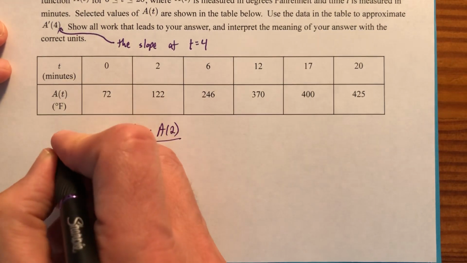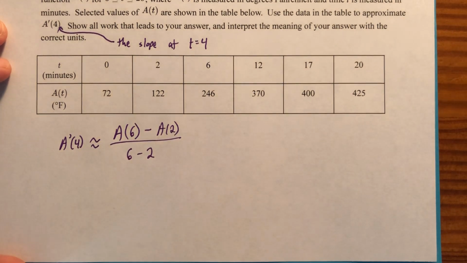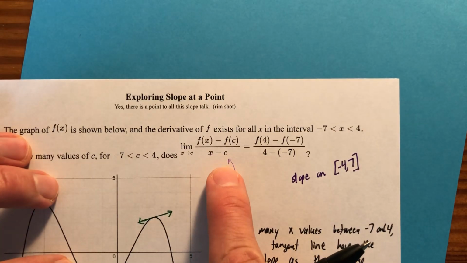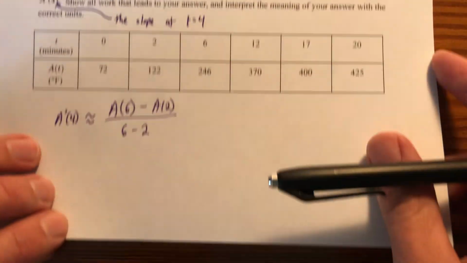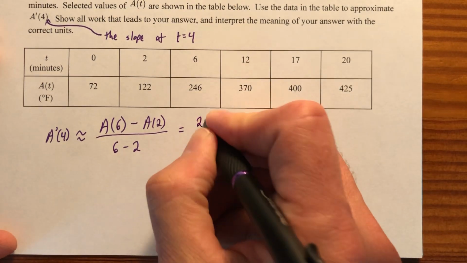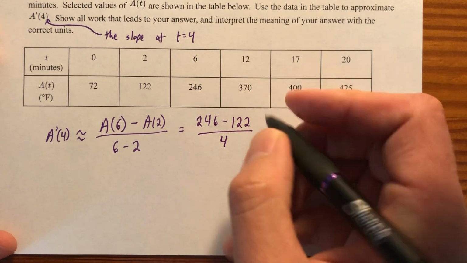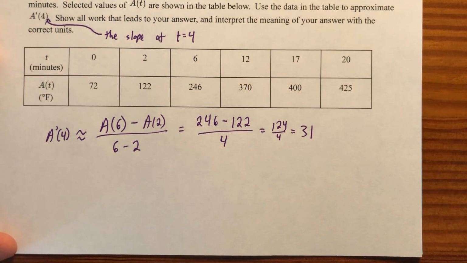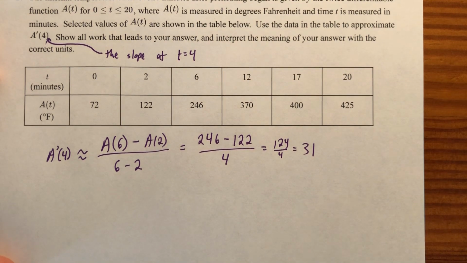This is the value of the derivative at 4, and it's not equal, it's approximately. We're looking for a slope, but with no equation. We can't do our fancy formula, we can't do that alternative form of a derivative. We're just stuck trying this, and this is our estimate. Well, we have 246 minus 122 divided by 4, and that gives me 124 divided by 4, which gives me 31. And show all the work that leads to your answer and interpret the meaning of your answer with the correct units.